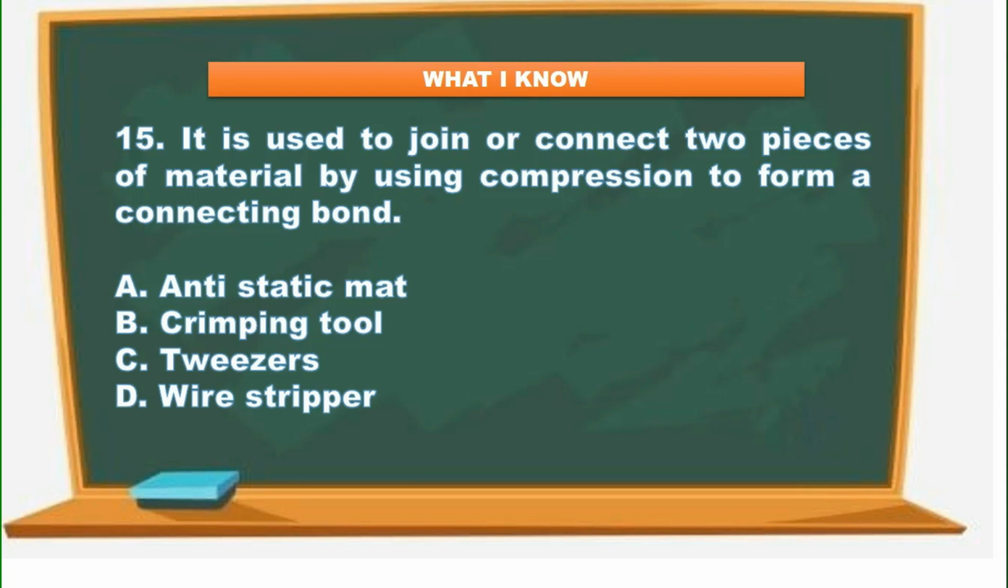It is used to join or connect two pieces of material by using compression to form a connecting band. A. Anti-static mat. B. Crimping tool. C. Tweezers. D. Wire stripper. The correct answer is letter B. Crimping tool.